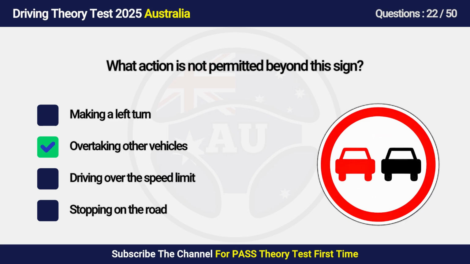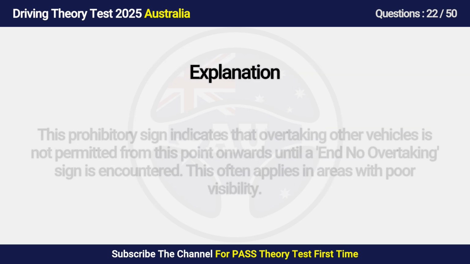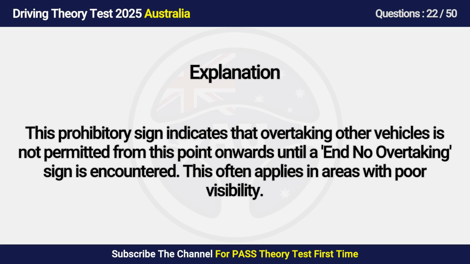Answer is B. Overtaking other vehicles. This prohibitory sign indicates that overtaking other vehicles is not permitted from this point onwards until an end of no overtaking sign is encountered. This often applies in areas with poor visibility.